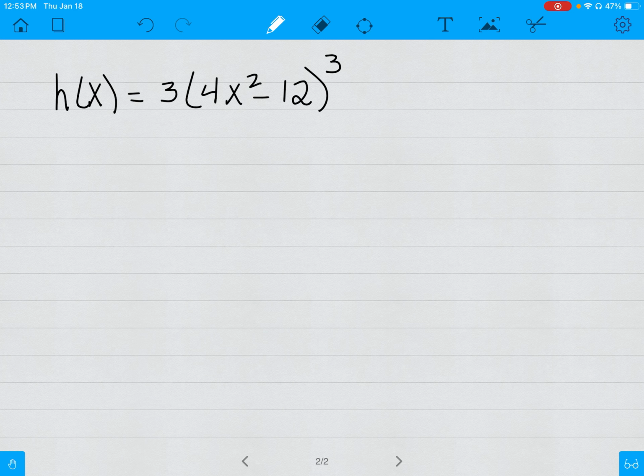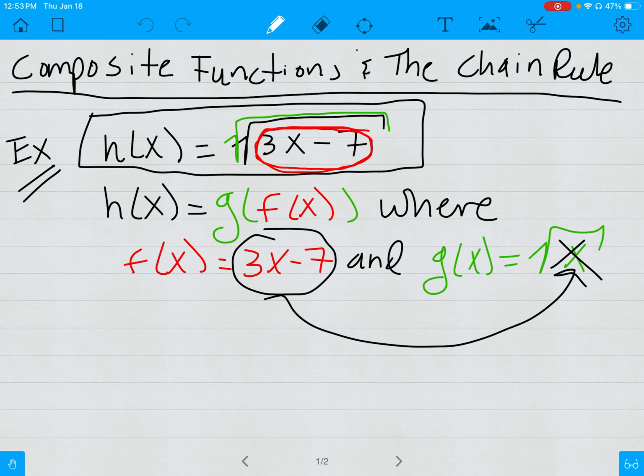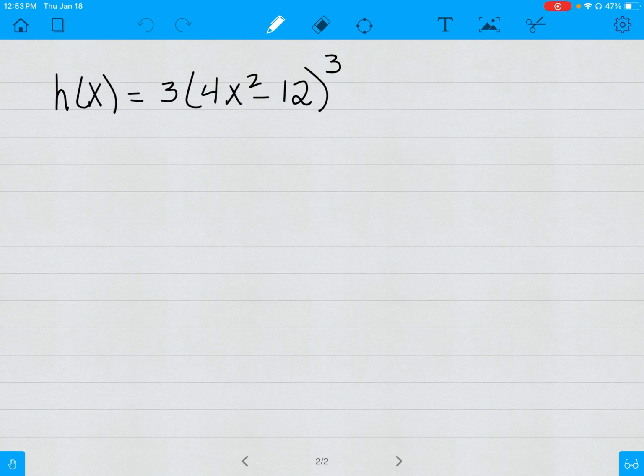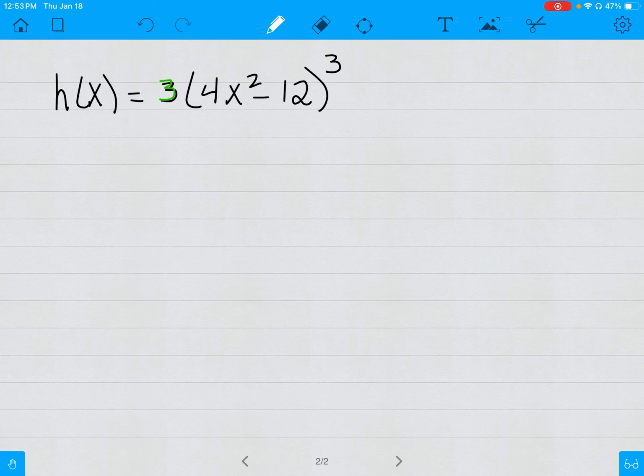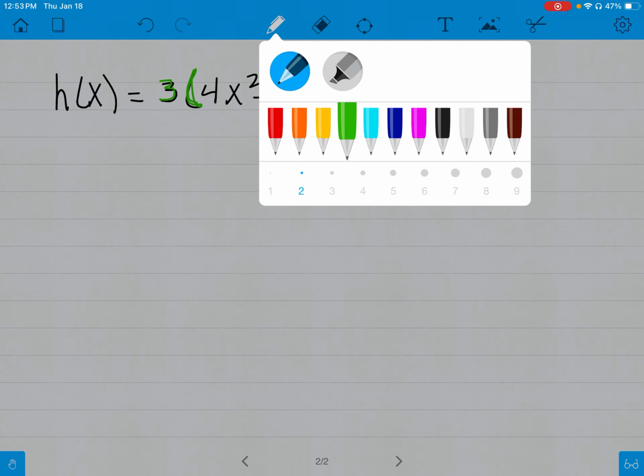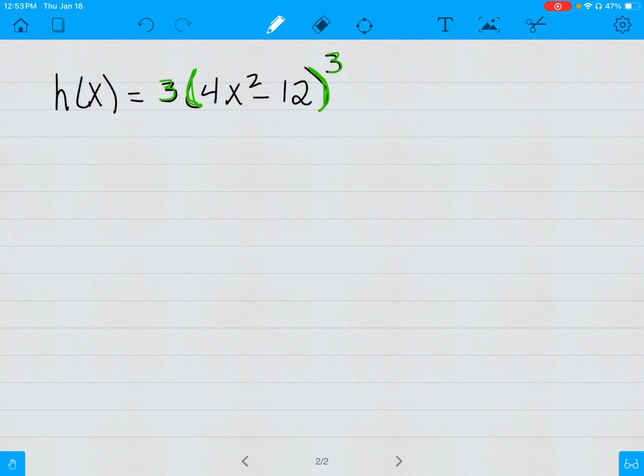If there's parentheses with a function stuck inside, that's a good sign that we're dealing with a composite function. So are other grouping symbols, like in this last one, we had a square root, cube root, those types of grouping symbols. Brackets are another good one. So you're kind of on the lookout for those types of symbols. And in this particular instance, we can see on the outside, we have these grouping symbols, the 3 with the parentheses and the part that's being cubed. Inside that set of grouping symbols, we have this 4x squared minus 12.